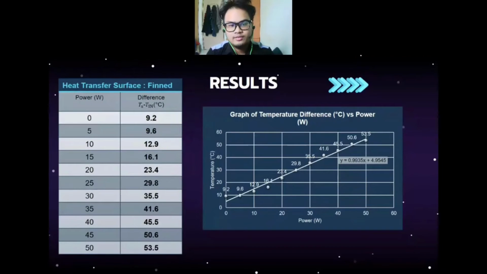For the heat transfer surface fin, we can also plot the graph of temperature difference versus power with the help of the calculated data and the data we get from the equipment. We can plot the graph. So we get a gradient of 0.9935 for the fin, and the intersection is 4.9545 for the fin surface.